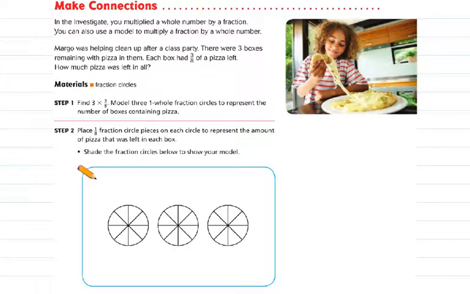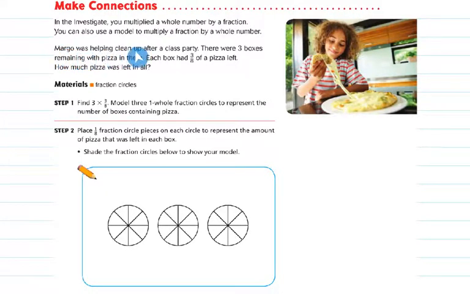In the first problem we did a fraction by a whole number multiplication, but now we're going to do a whole number by a fraction. So we're starting with our make connections. In the investigate, you multiplied a whole number by a fraction. You can also use a model to multiply a fraction by a whole number. The commutative property of multiplication allows us to change the factors, boys and girls, and not affect the answer.